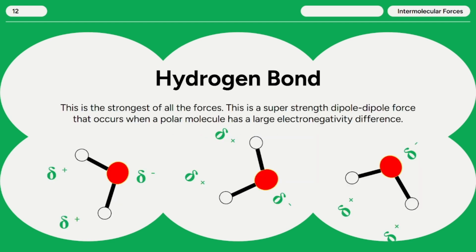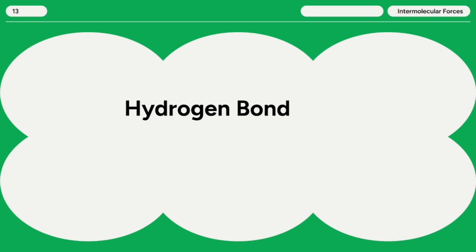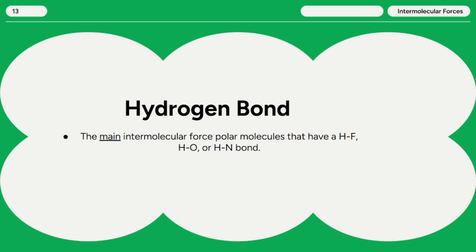Hydrogen bond is the strongest of all the forces. This is a super strength dipole-dipole force that occurs when a polar molecule has a large electronegativity difference. If we look at these water molecules, we see that a water molecule has a positive region and a negative region within the molecule. These oppositely charged sides of the molecule, or the poles of the molecule, will be attracted to the opposite in a neighboring molecule. Now, what makes a hydrogen bond different than a dipole-dipole?